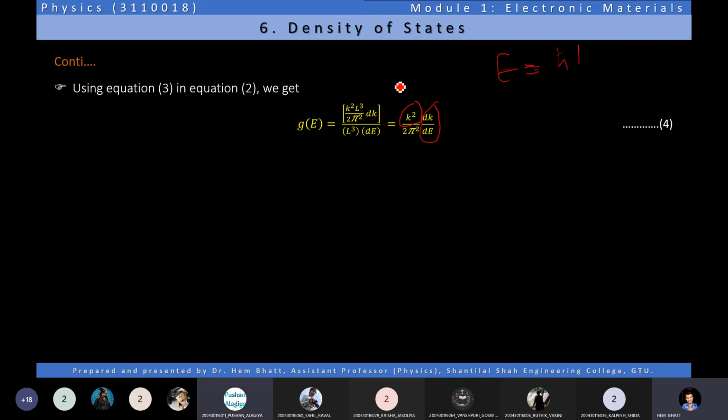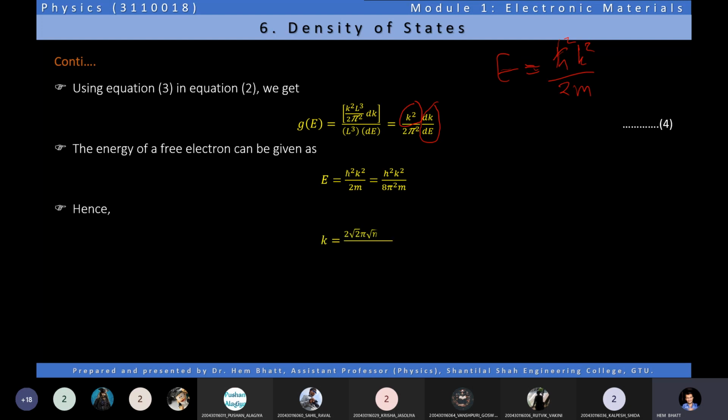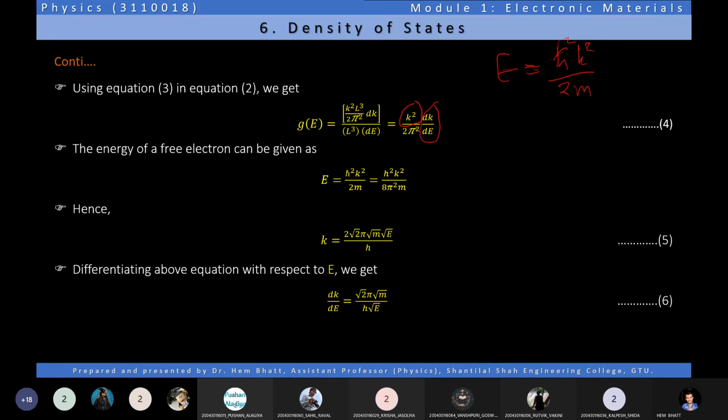h square k square upon 8 pi square m. I have written h cut here, so h by 2 pi, h cut square comes. So energy can be given as this, h square k square by 8 pi square m. From this you can find out k. From this you can find out dk by de. And now you have k and dk by de both, so you can substitute in the fourth equation and get g of e.